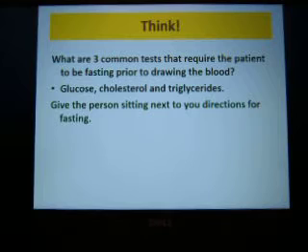Give the person sitting next to you directions for fasting. If you can, if you're at home, you can give them to your child, or your spouse. If there's someone in your house, you can practice giving that person the directions they would have. If they come into your clinic or your facility, your doctor may rely on you to give that patient the information they need on what they need to do to be in a fasting state when they come back the next time to have their blood work done.